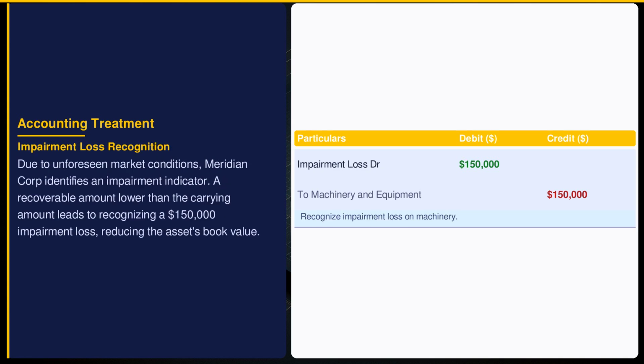profitability. Recognizing an impairment loss adjusts the asset's book value to its recoverable amount when it falls below the carrying amount. ASC 250 requires this to prevent overstating assets, ensuring Meridian Corporation's balance sheet reflects true economic realities, safeguarding investors' understanding of the company's financial health.